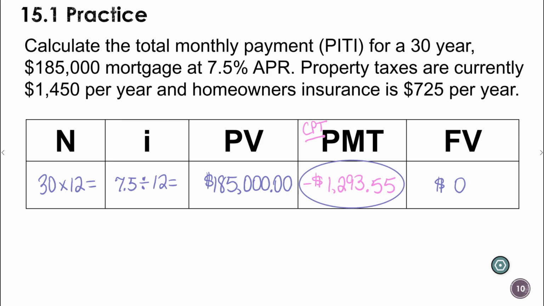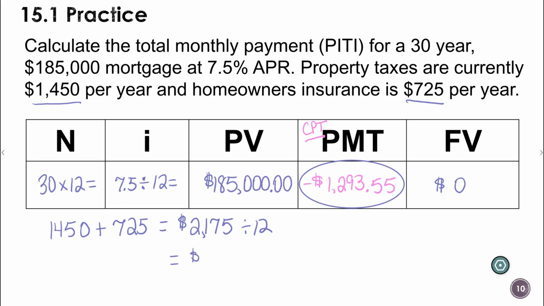And then we're going to take the taxes and insurance and add those together. So that's a total of $2,175. And then divide by 12 to get our monthly amount. So we'll pay $181.25 per month. We're not going to pay that all at once.